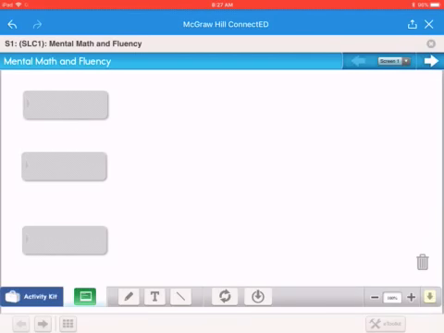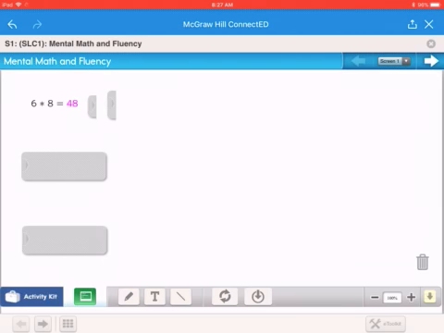This is the mental math for math unit 2, lesson 8. So just have a sheet of paper ready to do these mental math problems. Here we go. First one is 6 times 8. What is 6 times 8? 6 times 8 is 48.